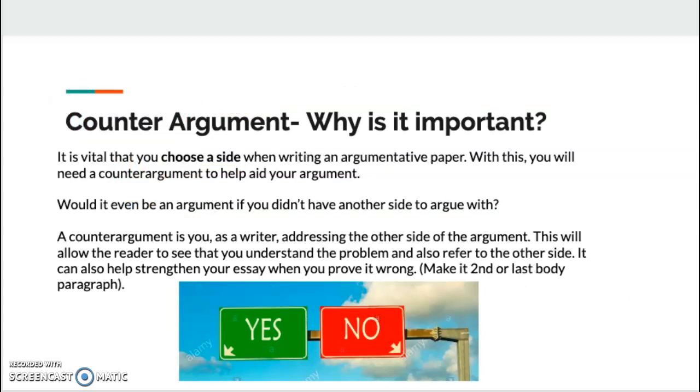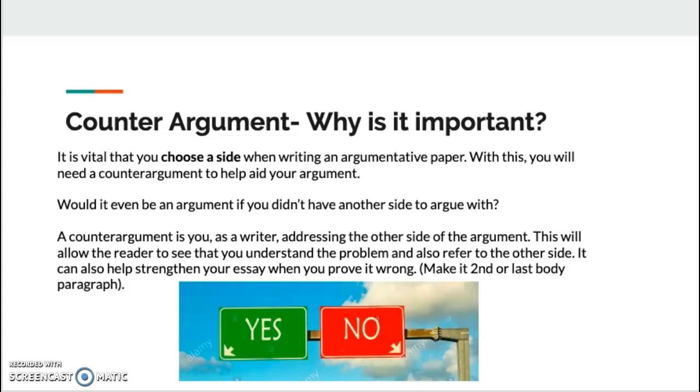A counter argument is vital in an argumentative paper because it's going to give you both sides of the argument. So let's say that I want to argue that Mr. Stellar hit my car. Now that's one side of the argument. If you were to ask me, I would say, yes, Mr. Stellar hit my car. You can watch the cameras. However, if you ask Mr. Stellar, he's going to tell you that his wife was driving his car and hit my car. So you see two sides of every argument.